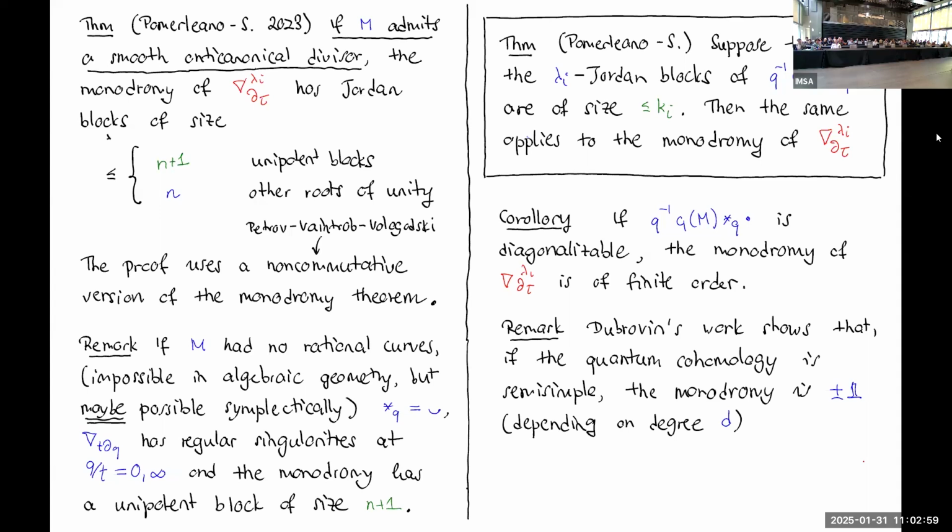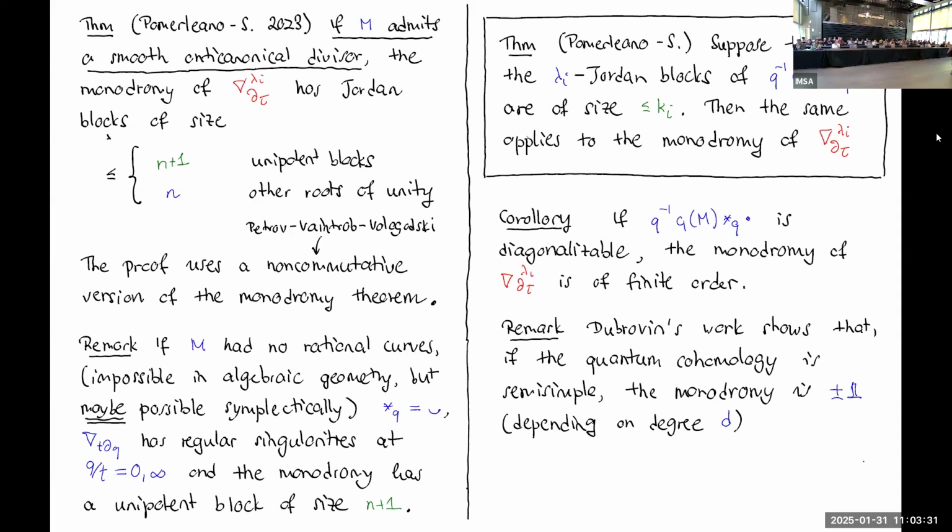Unfortunately, there's this additional assumption. Well, this one is unconditional. This is a new theorem, which says the following. You look at just this endomorphism, essentially quantum multiplication with the first Chern class, this one here. Okay, so it has eigenvalues, right? And suppose that all the Jordan blocks here, for some eigenvalue lambda_i, are of size less than or equal to k_i. Then the same thing applies to the monodromy of this residual connection: all the Jordan blocks are of size less than or equal to k_i.